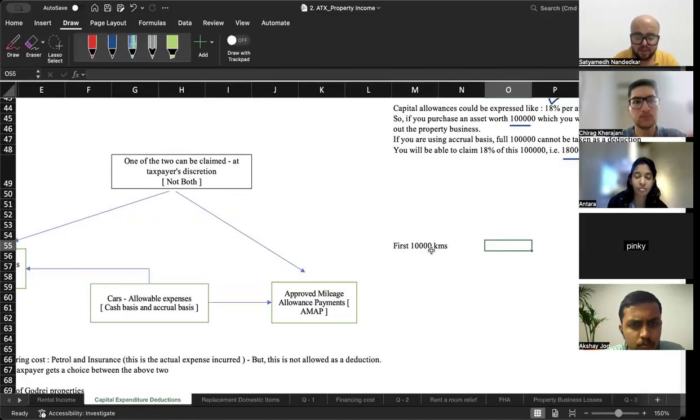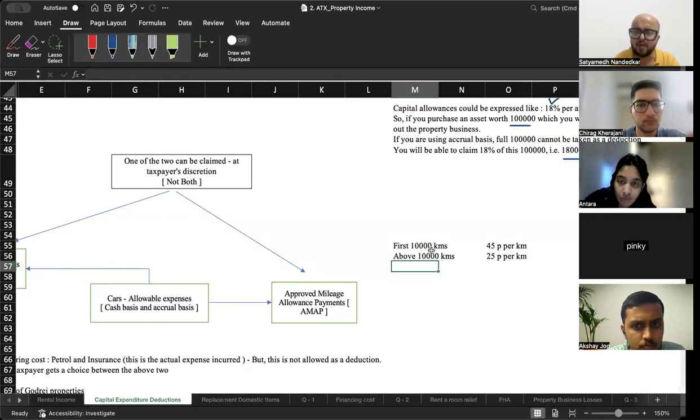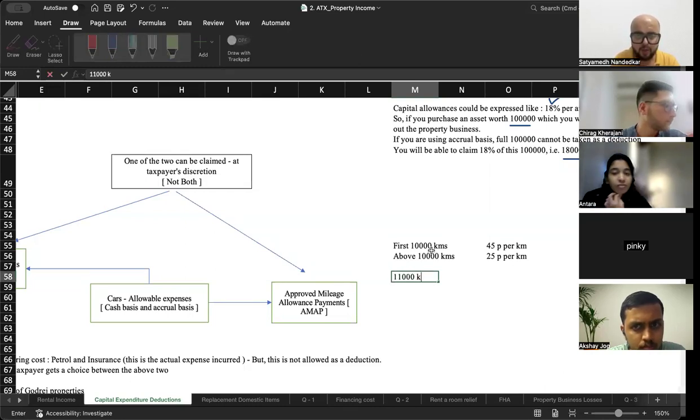Okay. For the first 10,000 kilometers, 45 pence per kilometer. Right. And above 10,000 kilometers, 25 pence per kilometer. Is that correct? These are the approved mileage allowance payment rates, which means if your car has traveled 11,000 kilometers.